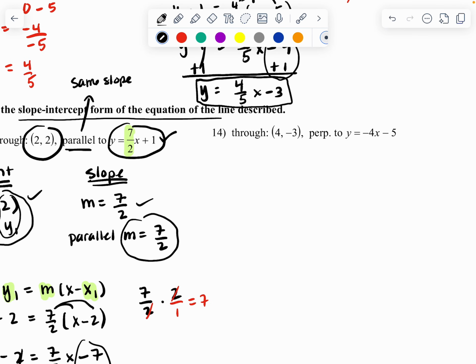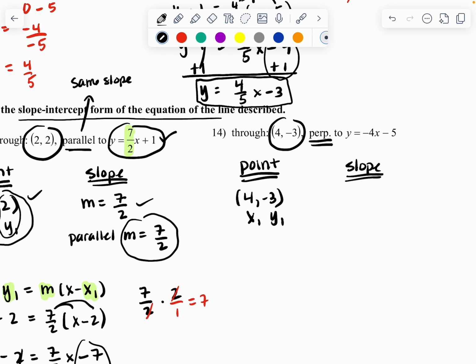Same thing. I want the equation of the line. So I need a point, I need a slope. You always need a point and you always need a slope. Again, they gave me my point. That is wonderful news. Remember, if they give you 2 points, you get to pick one. This time they only gave me 1, so that's the one I got to pick, okay? Now, this right here, that means perpendicular to.